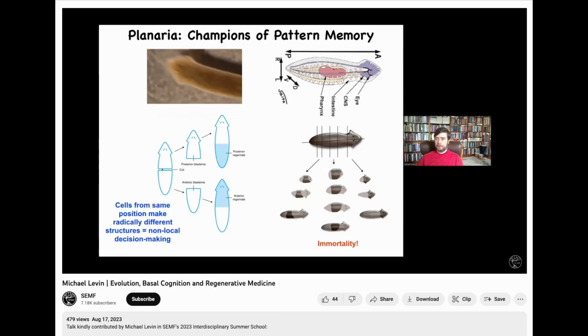If you cut them in half, the bottom end grows a tail, the top end grows a head. But these cells that you just separated were next door neighbors before you cut them. How come they have completely different anatomical fates? That question cannot be answered locally. You can't tell from where you are what you should build. You have to communicate with the rest of the body and figure out what's missing. So this is non-local decision making.